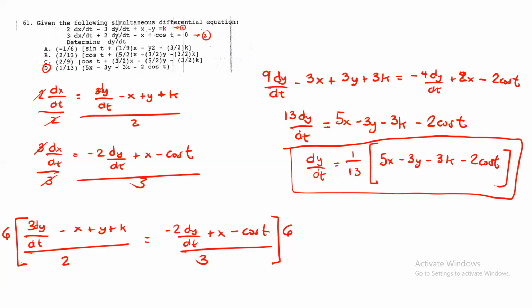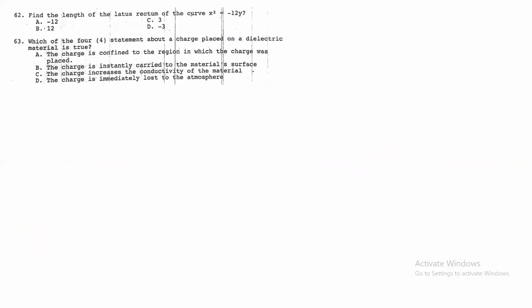The next 62. Find the length of the latus rectum of the curve x squared is equals to negative 12y. So, analytic geometry na to, so equation ng parabola opens downward yan dahil negative tapos square yung x. So, opens downward. So, ito yung similar formula niya, negative 4ay. So, itong 4a dito, yan yung ating length ng latus rectum. So, length ng latus rectum, LLR, is equals to 4a.